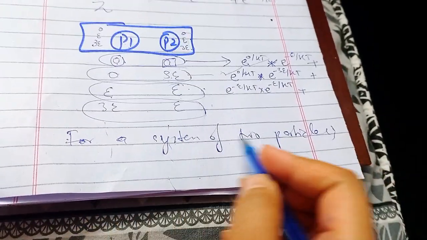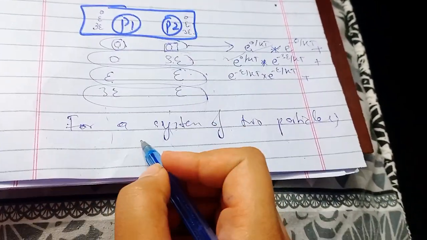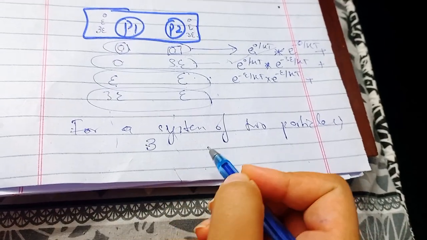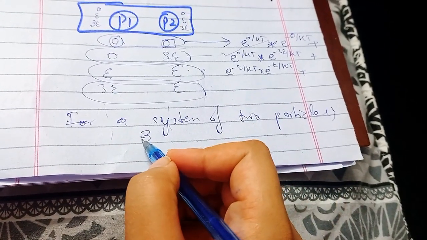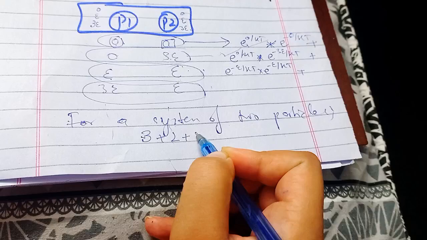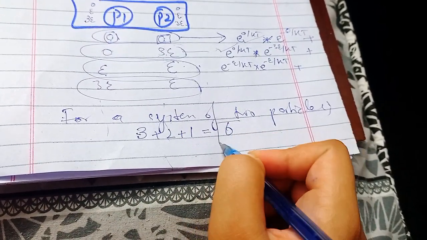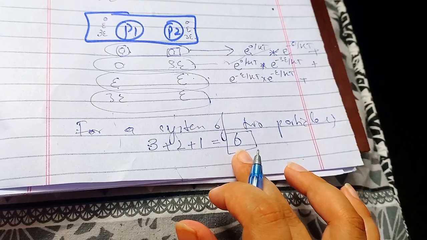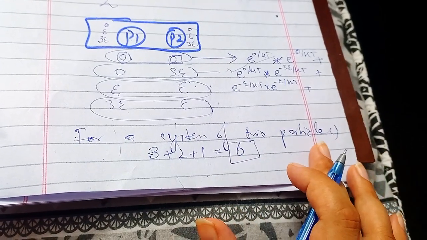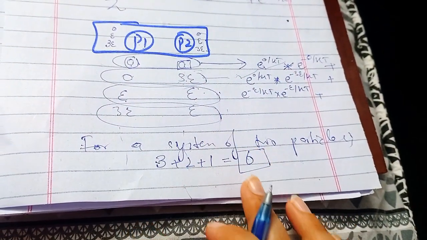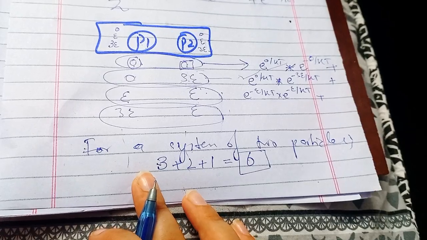Okay, so for a system of two particles, if for example three energy levels are there, the possible combinations are given by adding from 3, then reducing the number until 1 is reached. So 3 plus 2 plus 1 is 6, so there will be 6 different combinations of states the system could have if the energy levels are 3 and particles are 2.